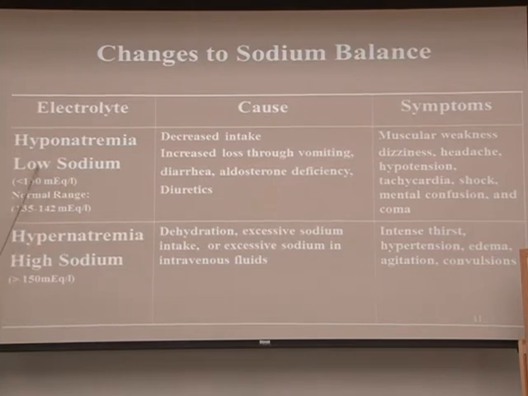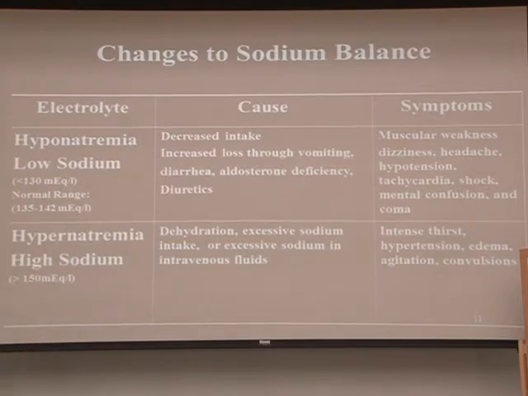If you're low in sodium, it's hyponatremia. If you have way too much sodium on board, it is hypernatremia. Clinically, what we would see is a normal range if you send blood for a panel and they send it back. The normal range for sodium is about 135 to 142. If you're under 130, you're low. If you're over 150, you're high.